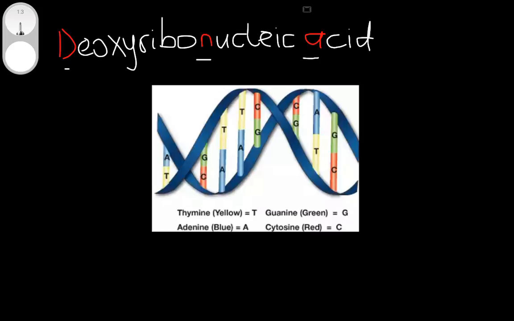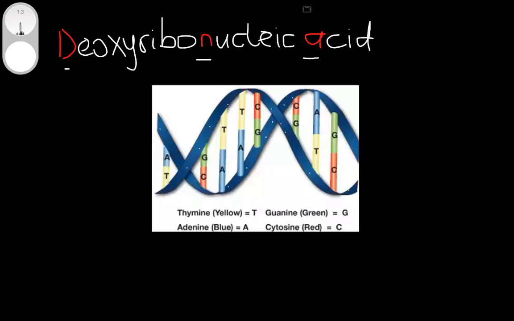The DNA contains double strands of nucleotides. So this is one strand of nucleotides, and there's another strand of nucleotides intertwining with it, one strand forming a bond with the other strand, to form a double helix. So the DNA structure is basically a double helix.